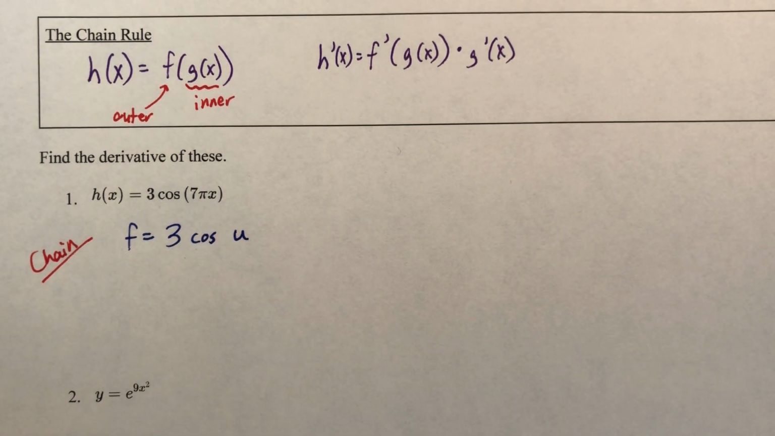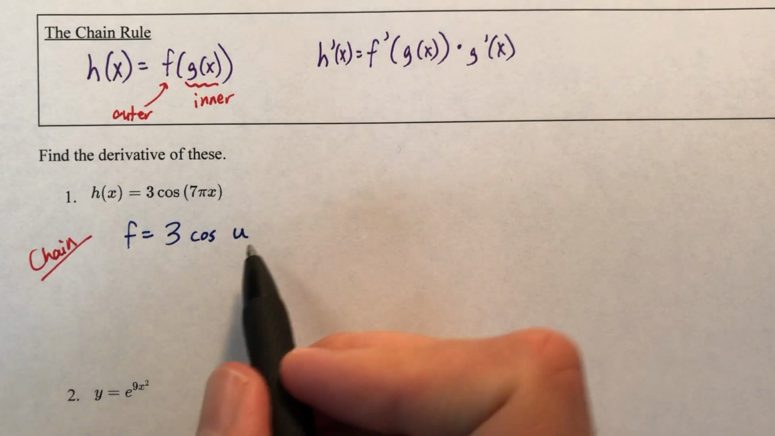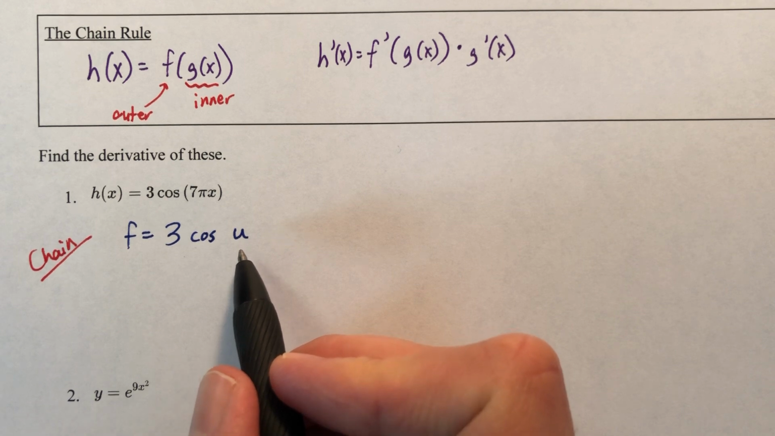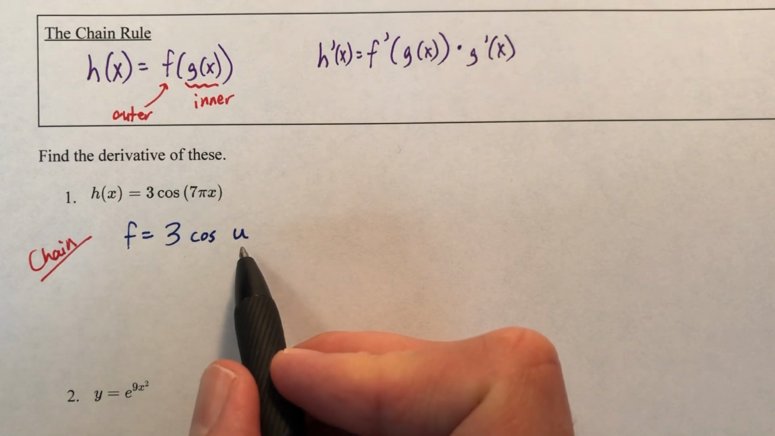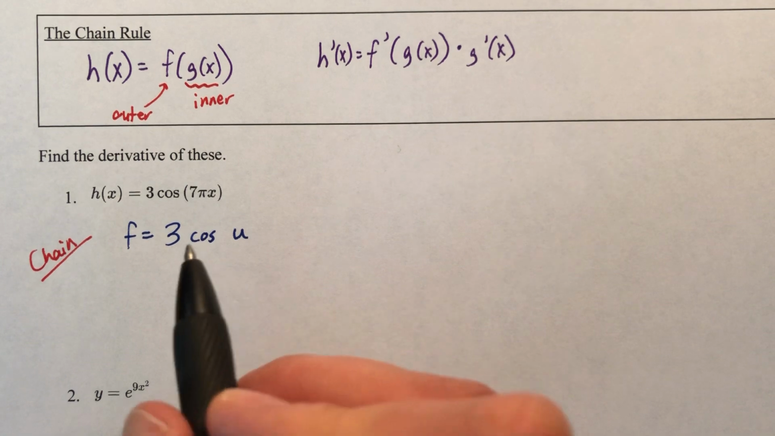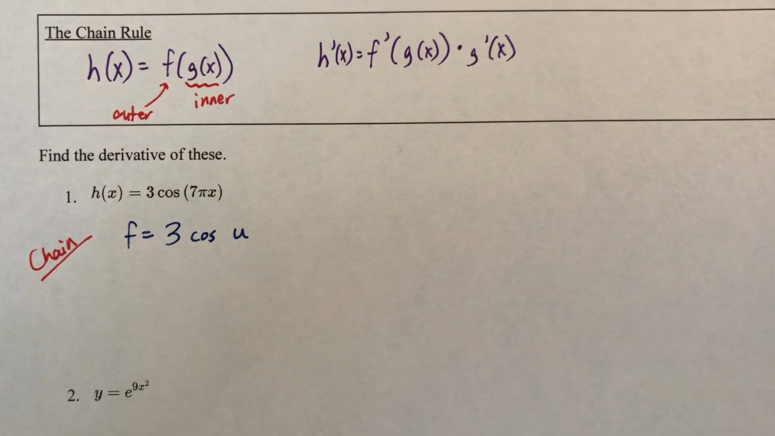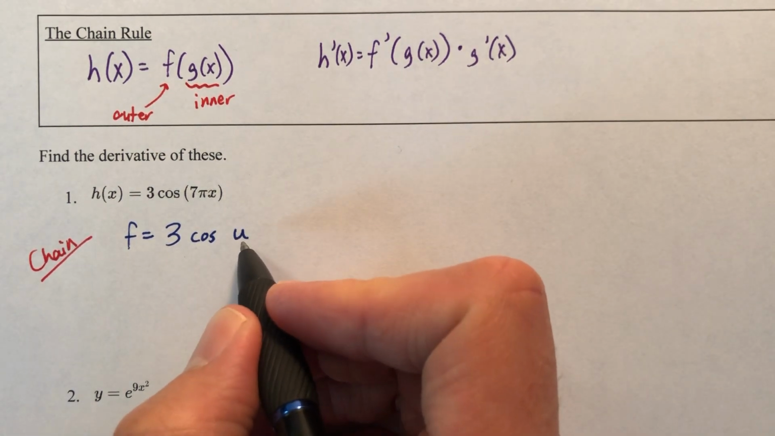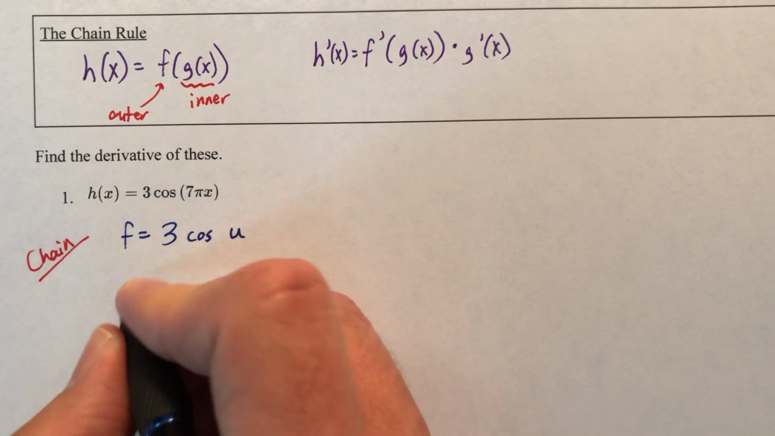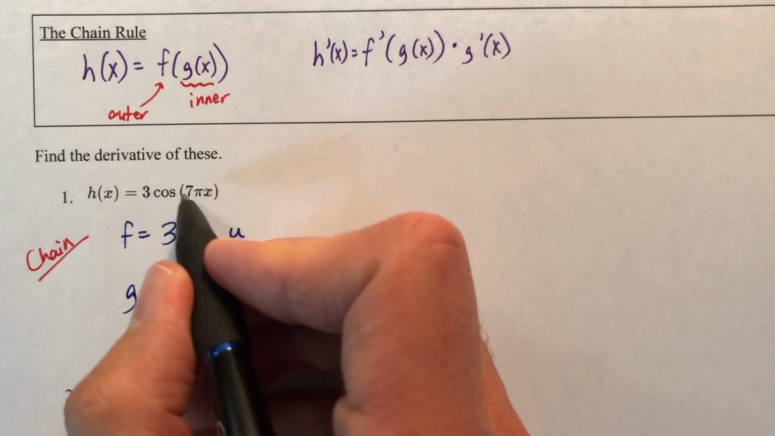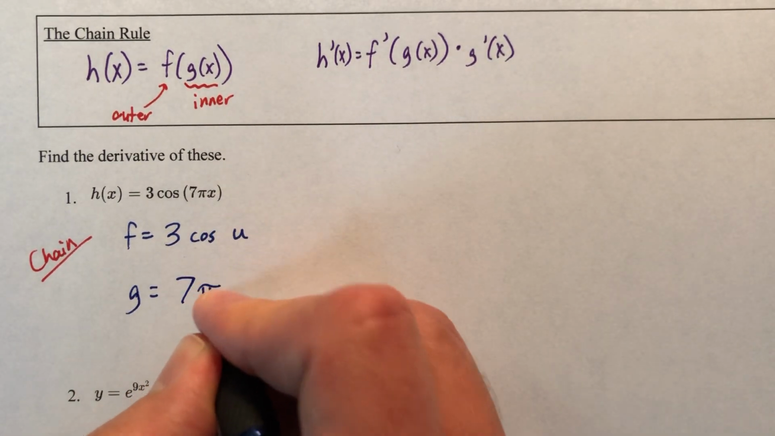And u often stands for a function. U and v are very frequently used in calculus to represent entire functions. Again, this will come in handy later. So if you're like, where did u come from? It's not up here. It's not on the paper. It's not. Don't worry about it. It just represents the input. But the input is actually a function. g is this inner part, which would be 7 pi x.